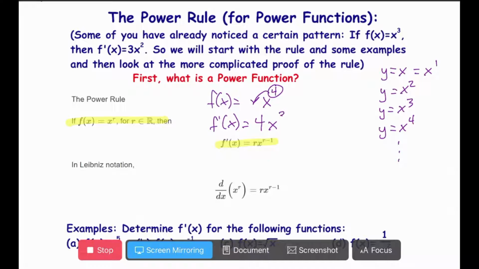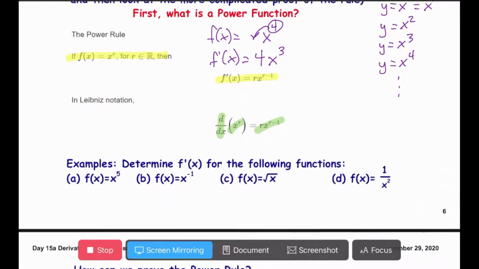So 4 minus 1 becomes 3. In Leibniz notation, it's going to look like this. Doesn't change the meaning, just different notation. d/dx of x to the power of r is equal to r times x to the power of r minus 1. We have a few examples here.